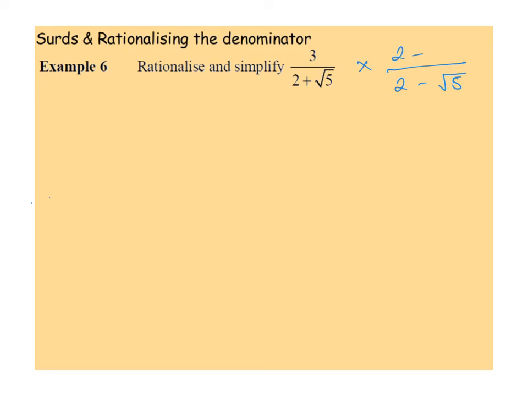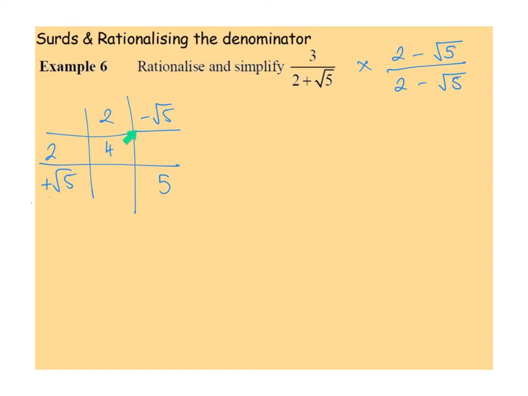Obviously, I need to multiply by 1, and to make this 1, my numerator and denominator have to be the same. So to rationalise and simplify this, I need to multiply out using expansion, which I'm going to do in the grid, 2 add root 5 multiplied by 2 subtract root 5. And this time we get 4 in the first box. We've got square root of 5 multiplied by square root of 5, so that's inverse operations, that's 5. But it's a positive multiplied by a negative, so that's going to give me negative 5.